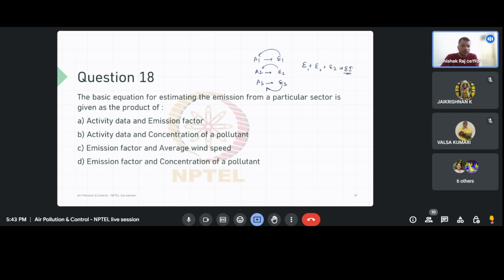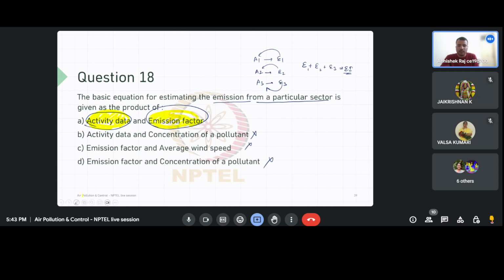So that's what we are doing. We are taking the emission from a particular sector, which will be the product of activity data and the emission factor. We cannot take the concentration of a pollutant or wind speed; these are not needed. So option A is the correct answer here. We take the activity data from different activities and multiply it with the emission factor.